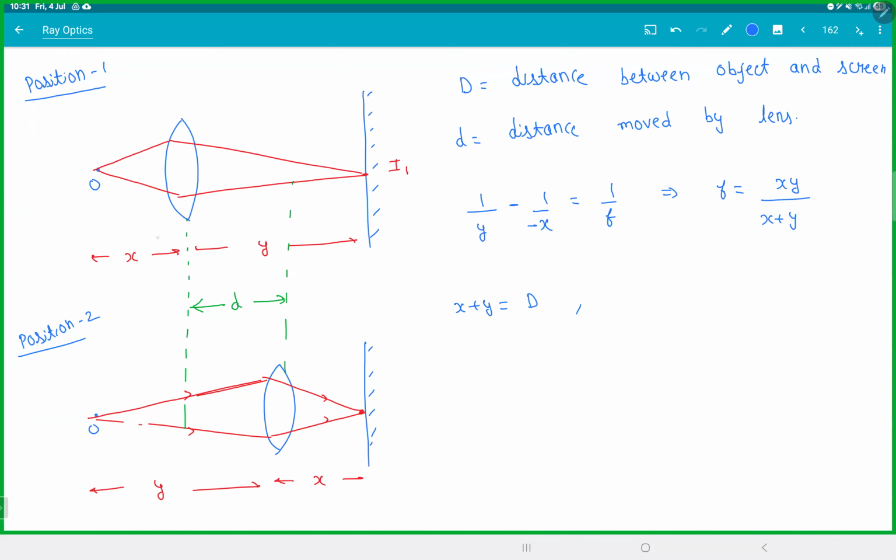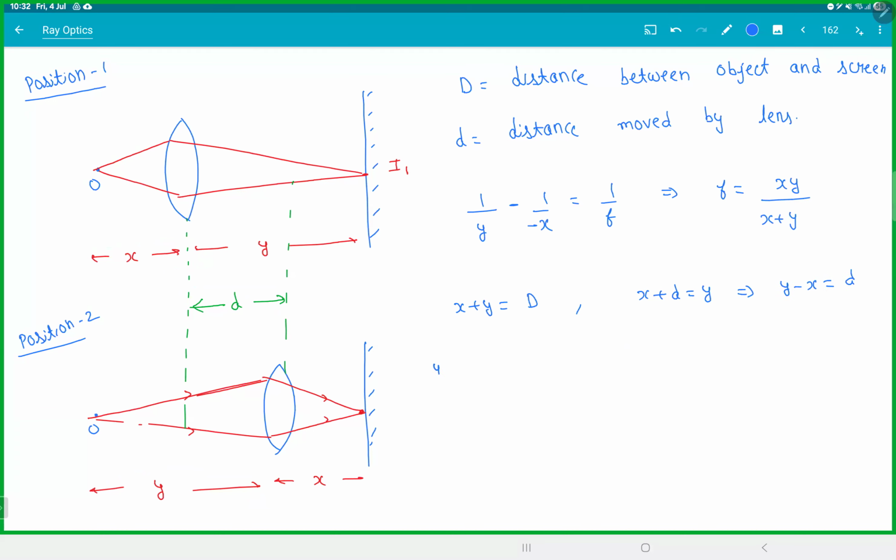And next thing, look at here, x here and D here, isn't that will be y? The initial distance was x. When you moved the lens little forward, x plus d became y now. That is your next equation. So x plus d became y. So this is y minus x is equal to small d.